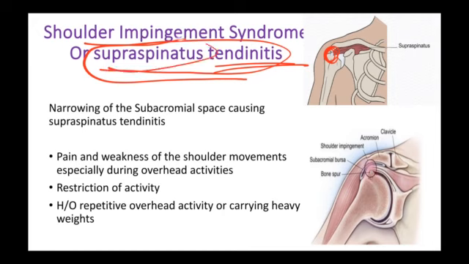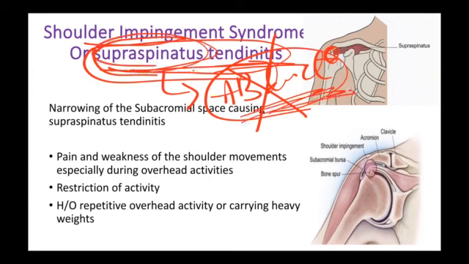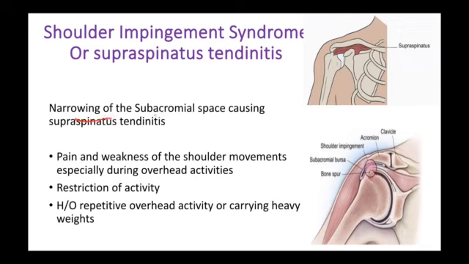Supraspinatus, as we have already seen before, helps with abduction. You can do it yourself. Just try to lift your hands over your head. When you lift your arms over your head, it needs abduction. This abduction is going to be impaired or slightly problematic in patients with inflammation in the supraspinatus muscle, because that is the main muscle used for abduction. Therefore, narrowing of the subacromial space causes supraspinatus tendinitis.